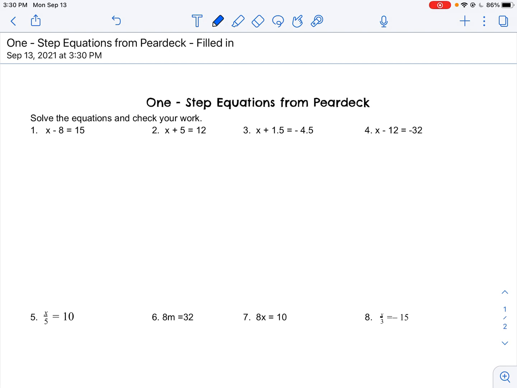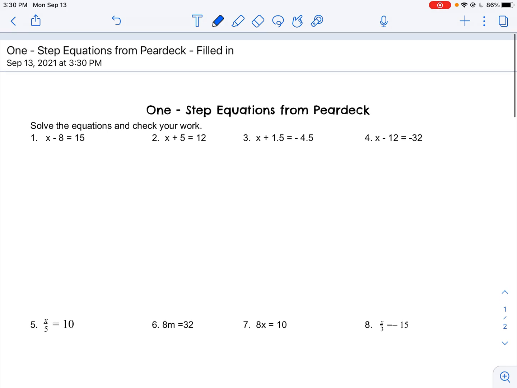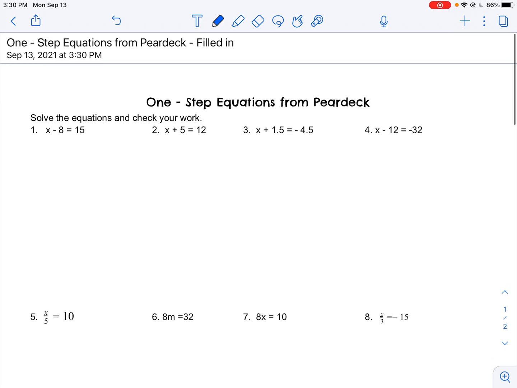One-step equations. Solve the equations and check your work. The whole point is to isolate the variable, whether it be X or Y or M or whatever. Okay?